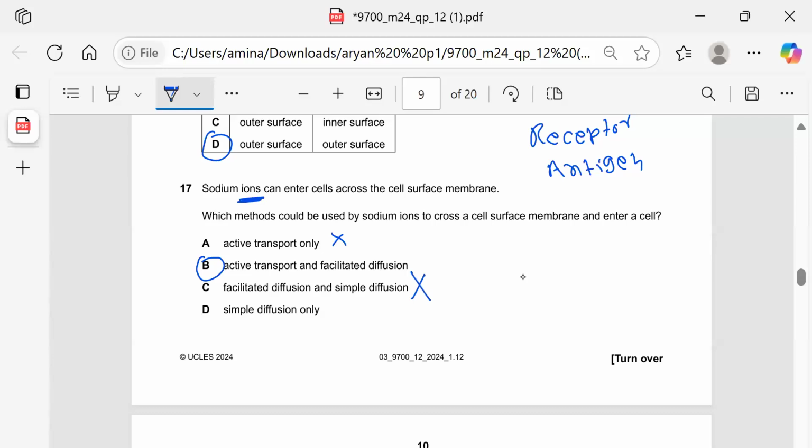Simple diffusion is not possible at all because it is an ion. An ion cannot pass through the membrane by itself because the hydrophobic interior won't let it pass through. It is a charged molecule.